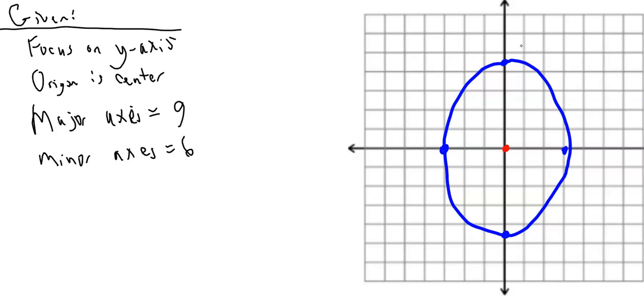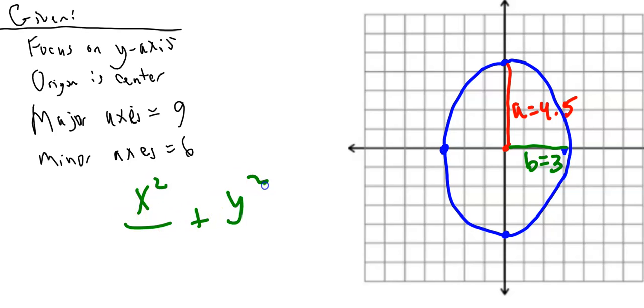And so we need to figure out some of the values here, like this distance from here to here is going to be a, which is 4.5. And this distance from here to here is b, and that looks like it's equal to 3. So we know our a and our b. We can probably write our equation at this point. x squared over something plus y squared over something equals 1. Vertically, we're going up 4.5. I might write it this way.